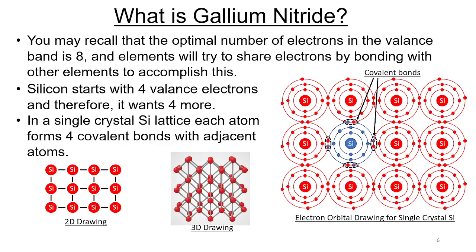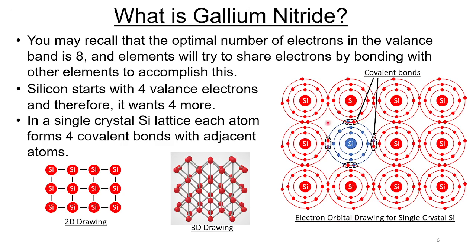You may recall that the optimal number of electrons in the valence band is 8, and elements will try to share electrons by bonding with other elements to get to 8 electrons in the valence band. So silicon starts with 4 valence electrons, therefore it wants 4 more. In a single crystal silicon lattice, each atom forms 4 covalent bonds with adjacent atoms. I show how this works over here.